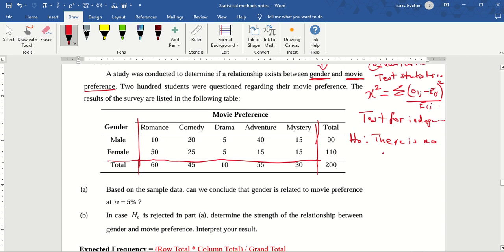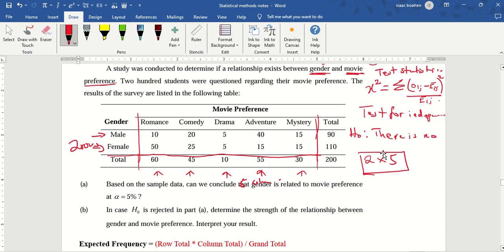Now, this is the contingency table. It has two rows, and it has 1, 2, 3, 4, 5 columns. So it has 5 columns. Therefore, this contingency table is called a 2 by 5 contingency table, 2 rows and 5 columns.